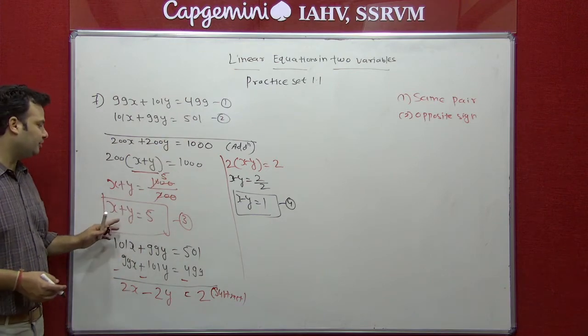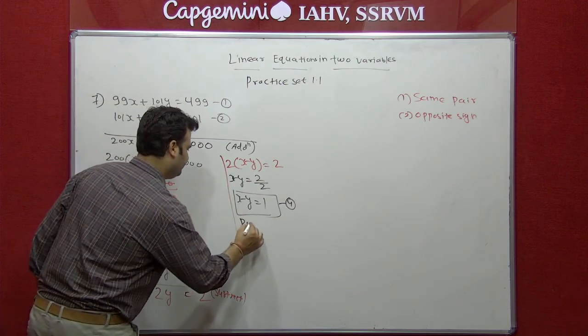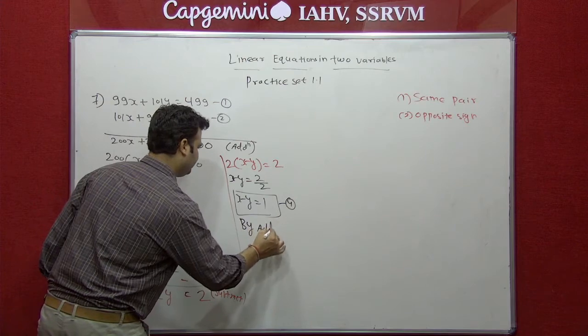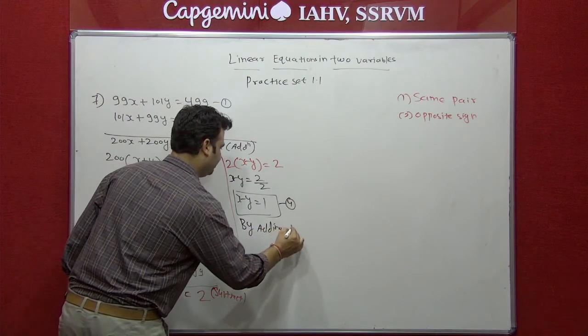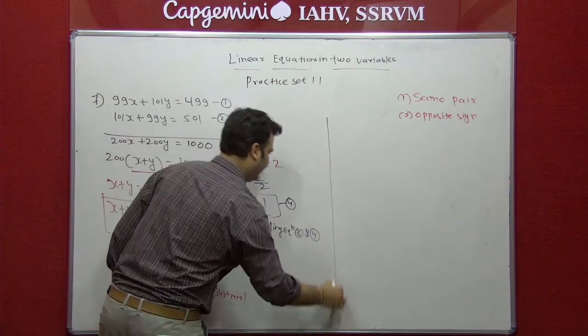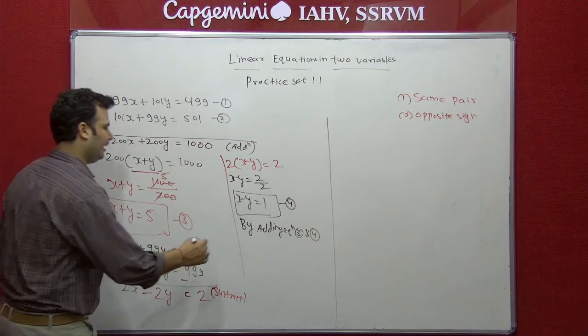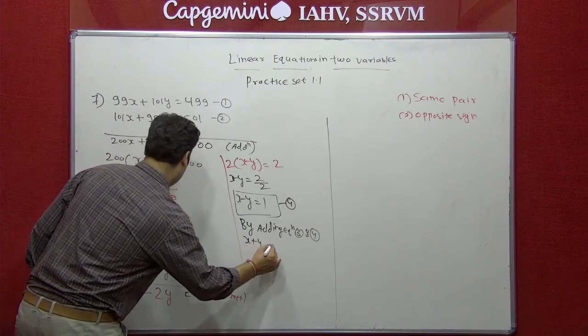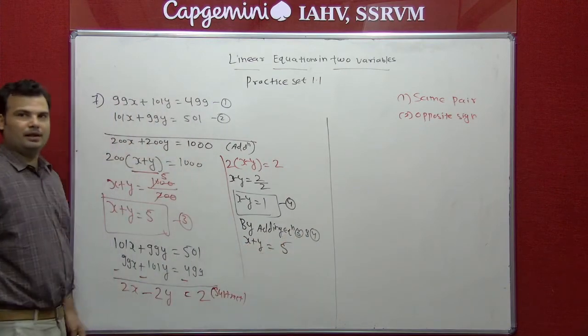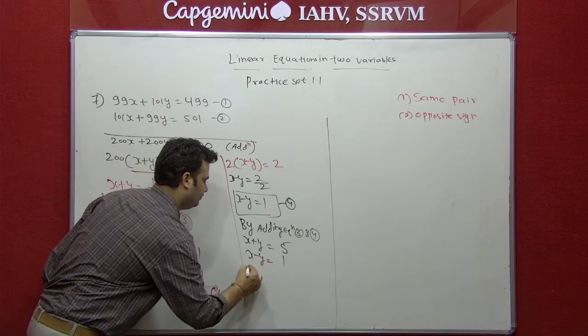So already it is given opposite sign, plus and minus. So we can add by adding equation number 3 and 4. So we can add this. Let's check. That is given x plus y equal to 5, and x minus y is 1.